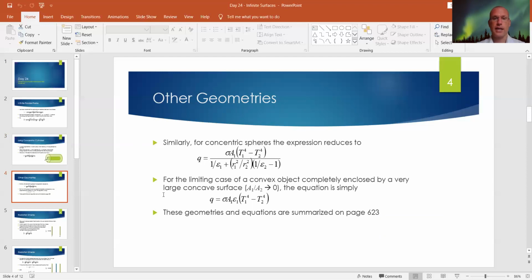The last case we can have is a convex object completely enclosed by a very large surface. We've seen an example of this where I have an object that's in a very large room. So the room encapsulates the entire object. And so in that case, my view factor again will be 1. And so all I have is sigma A1 epsilon 1 (T1 to the 4th minus T2 to the 4th). There is a little bit of a summary on page 623 of the textbook of some of these geometries and the equations used. So that is infinite surfaces.